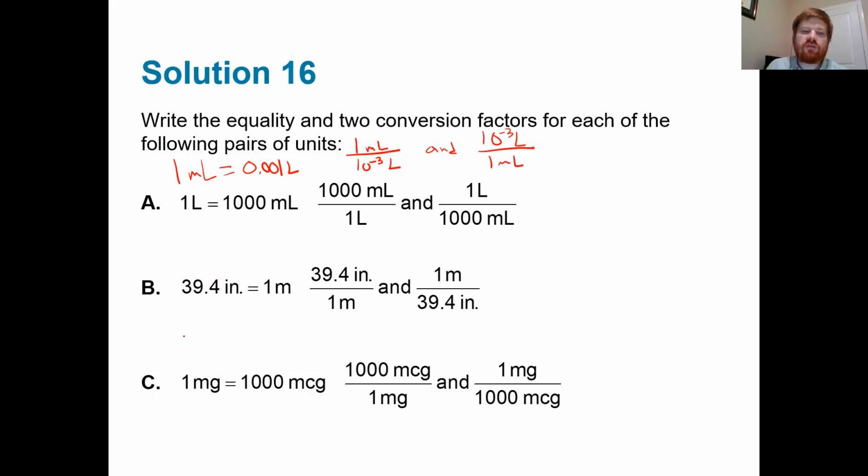Finally, milligrams and micrograms. So you may recall the way that we did this before is that 1,000 milligrams equals 1 gram. And you also had 1 million micrograms equals 1 gram. Set those equal together. That's 1,000 milligrams equals 1 million micrograms. Divide it out, and it ends up being 1,000 micrograms for every 1 milligram, or 1 milligram for every 1,000 micrograms.